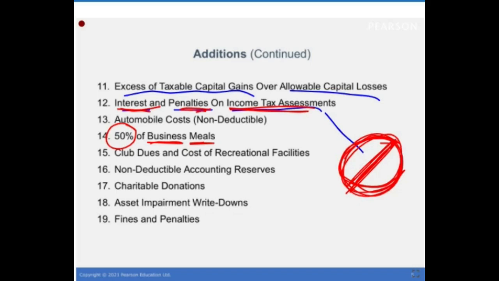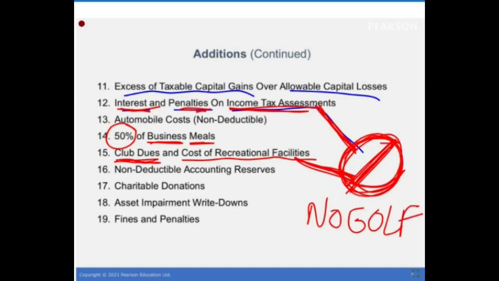Another one, so this was a big no-go. Unfortunately, club dues and the cost of recreational facilities, that's also a no-go. That means no golf. Sorry to the golfers out there, but no, you cannot deduct your golf. No green fees, no memberships, none of that. If you go to the restaurant, the clubhouse, and get some food with a client or something like that, you could deduct one half of that cost effectively.